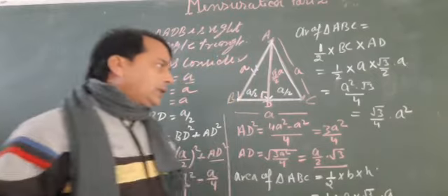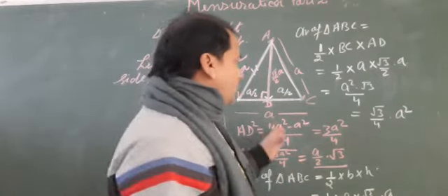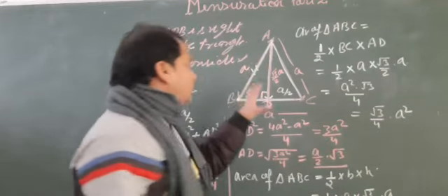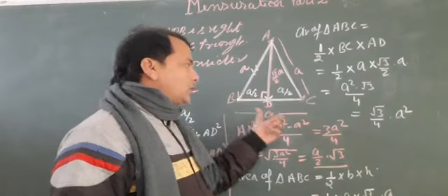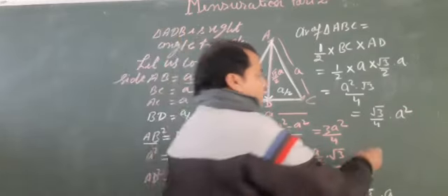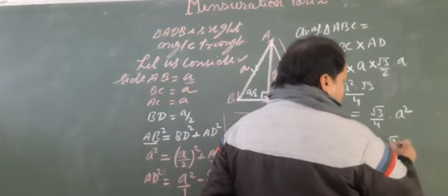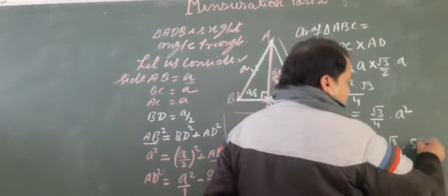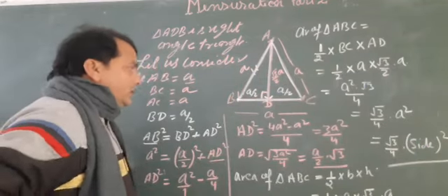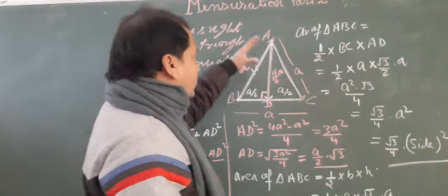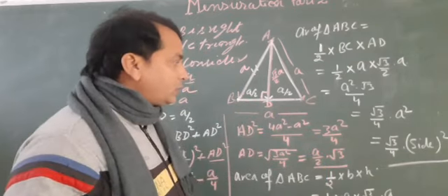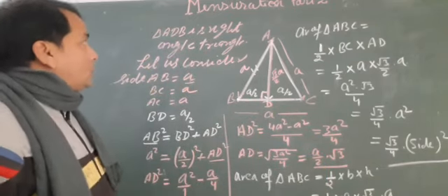So it is clear that area of equilateral triangle is root 3 by 4 into side square. A is the side of this equilateral triangle. So it is clear that area of equilateral triangle is root 3 by 4 into side square. So in this equilateral triangle ABC, area of equilateral triangle is root 3 by 4 into side square.